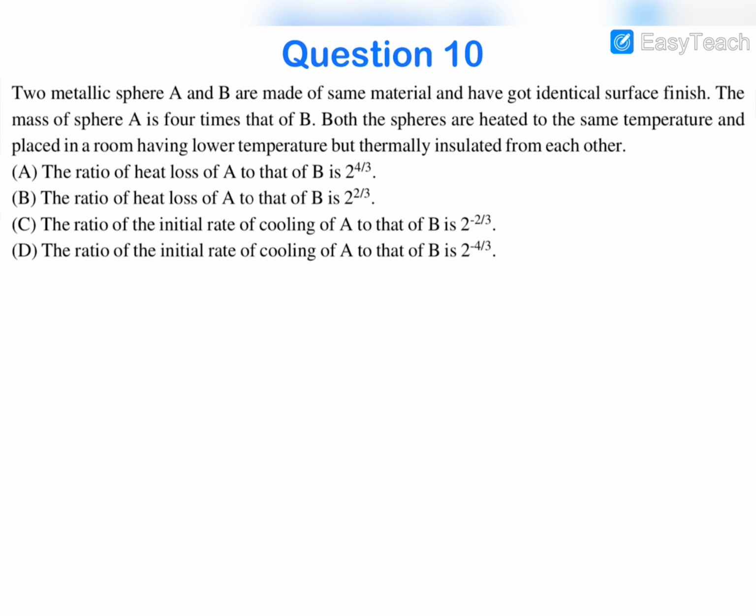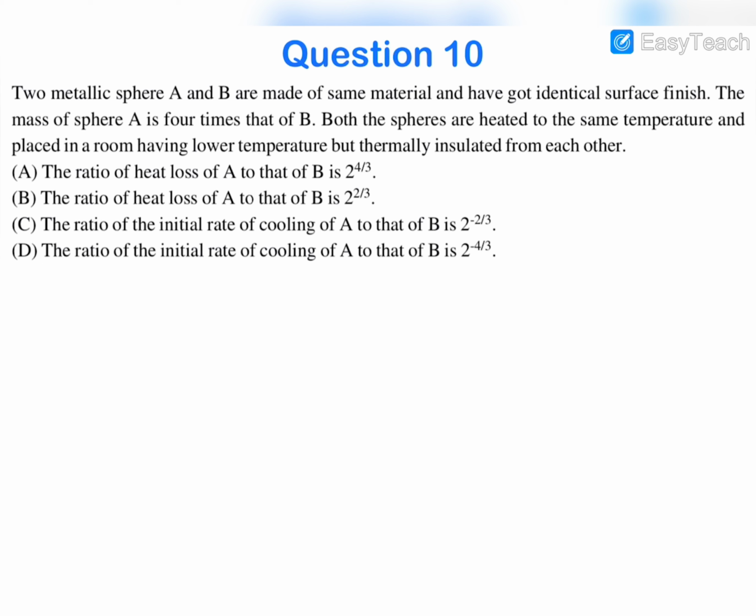In this question, you can see that there are two metallic spheres A and B that are made up of the same material, and they have identical surface finish. The mass of sphere A is 4 times the mass of sphere B. Both the spheres are heated to the same temperature, and they are placed in a room having lower temperature but thermally insulated from each other, which means that those spheres would not exchange heat between them, but they will exchange heat individually with the atmosphere.